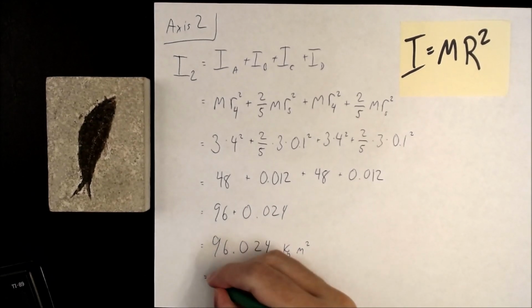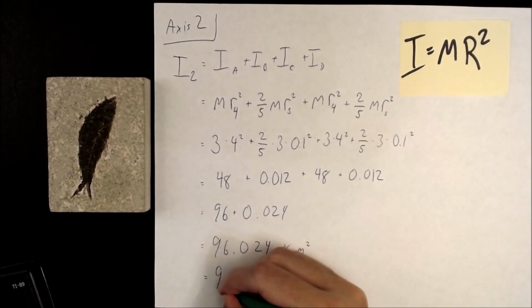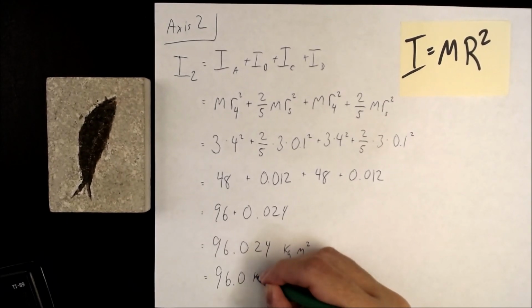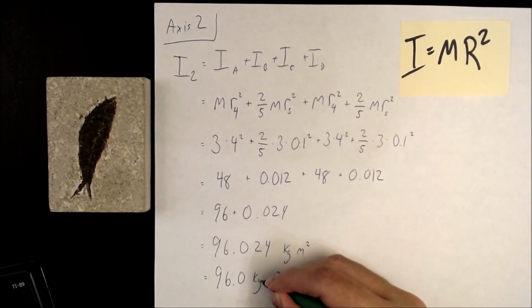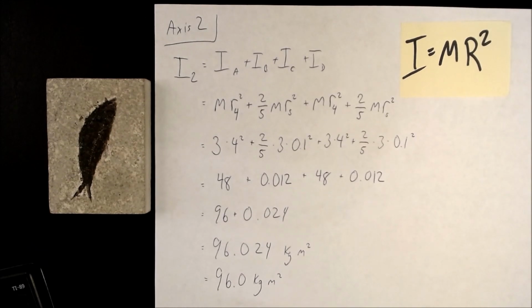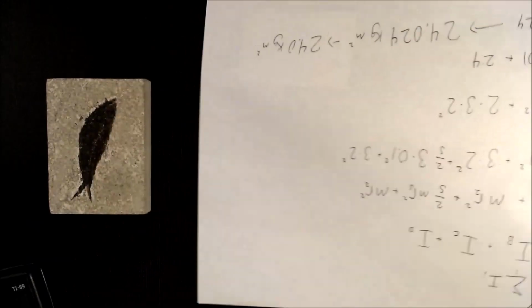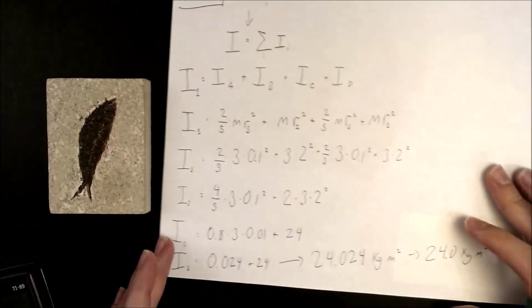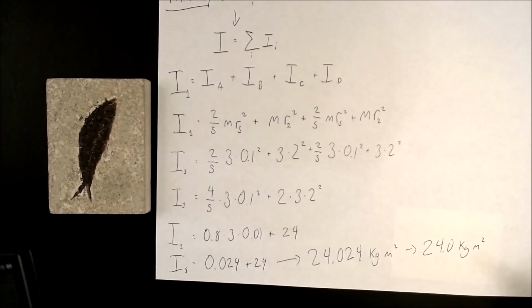This would end up getting approximated to 96.0 kilograms meters squared when we apply 3 significant figures. And so the contribution from B and D was nothing, in effect, nothing compared to that 96. We also see that that is double what we got for the previous one. Not double, factor of 4, excuse me.